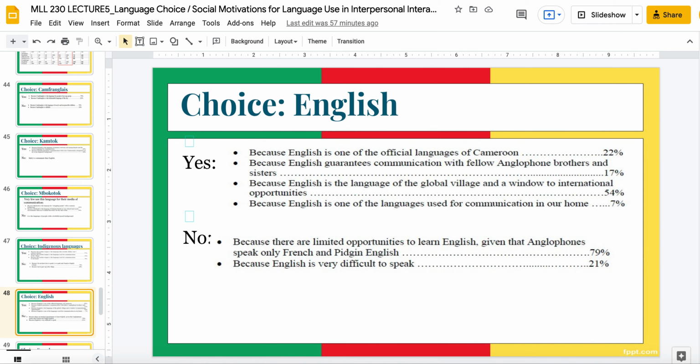What about English? If they speak English, they say it's one of the official languages. They can speak to people from Nigeria. English is the way for opportunities. And some people don't speak English because, A, they find it very difficult to speak English, or there are limited opportunities to learn. Given that the Anglophones speak only French and Pidgin English, it's very hard to learn, quote unquote, true English.